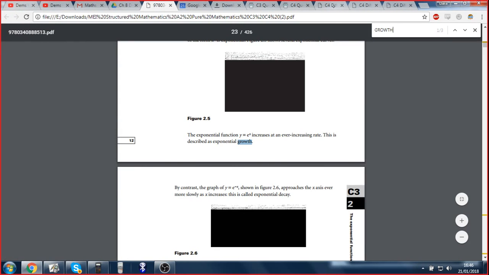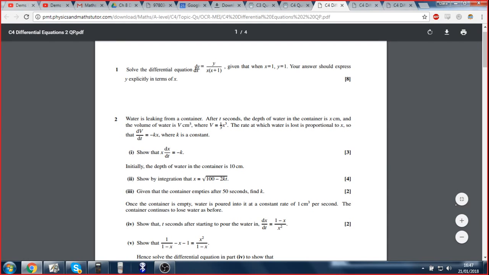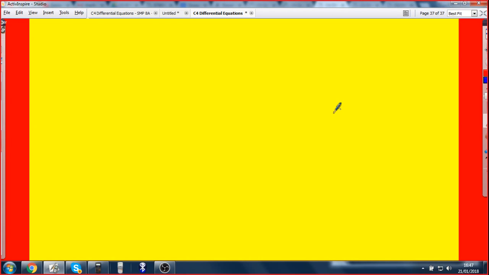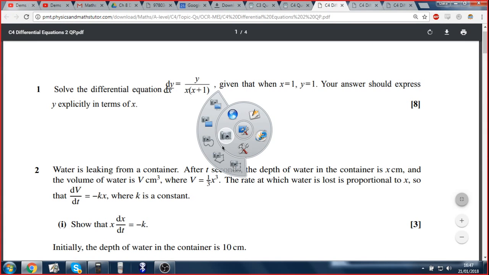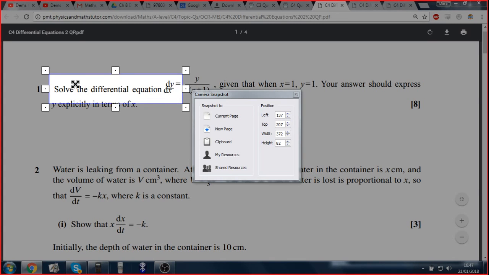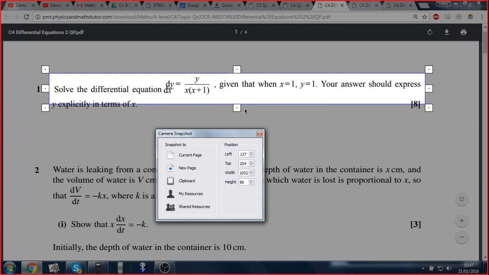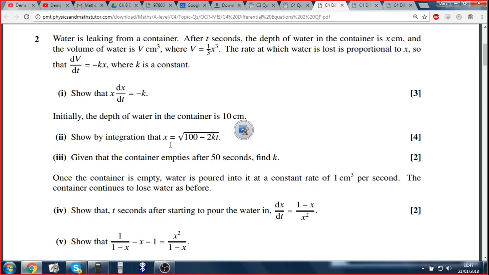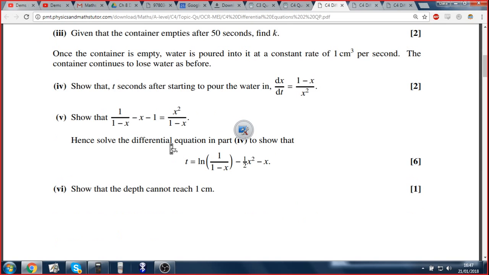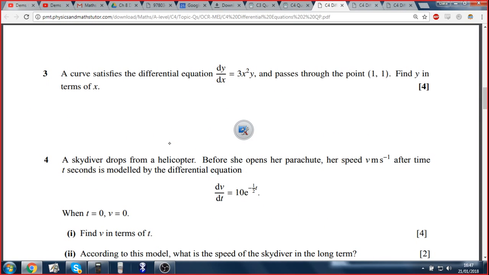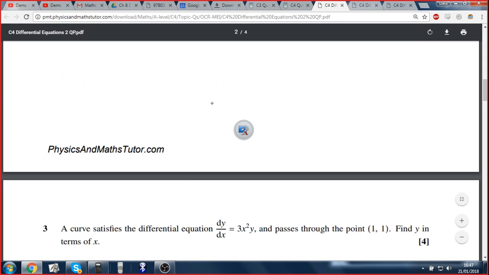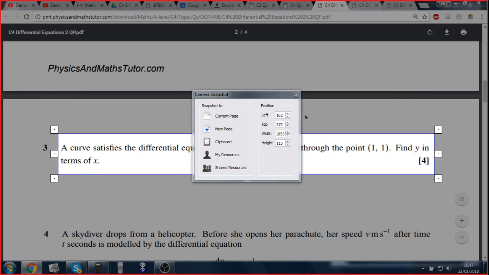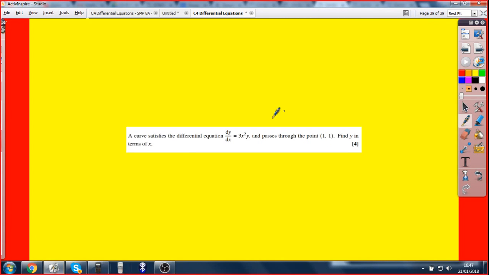So exam questions. So solve the differential equation. Wow, 8 marks. Okay, so there's that one, and you've got this long question 2. Show the depth. Find y in terms of x and all this. Oh, hang on. Okay, well, we'll start with 4 marks and we'll work our way up. Okay, so how about this one?